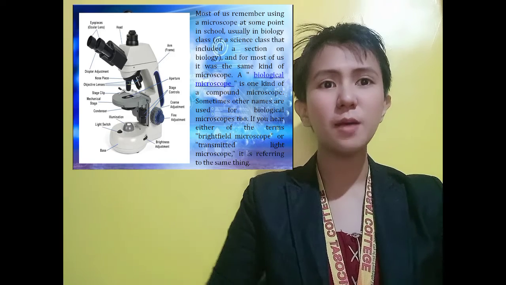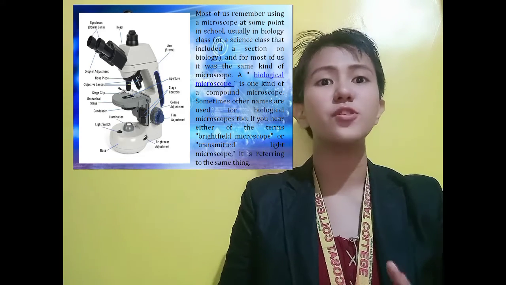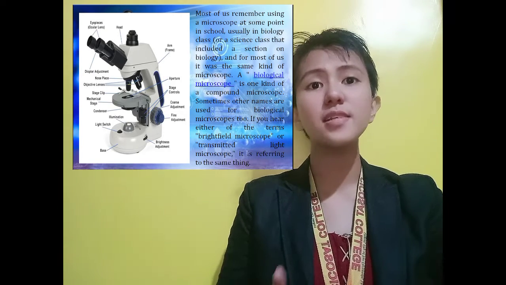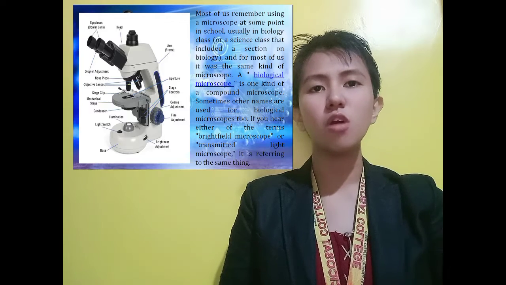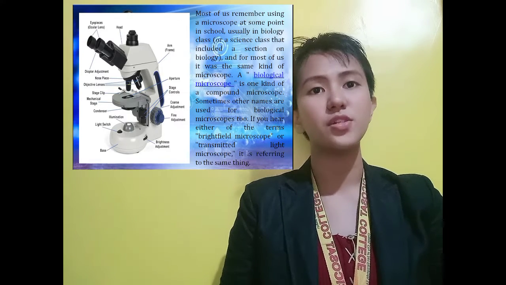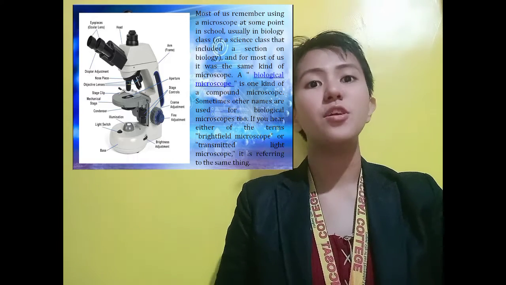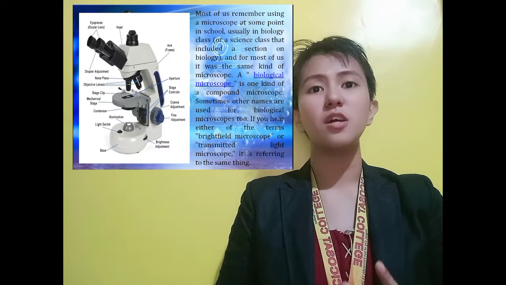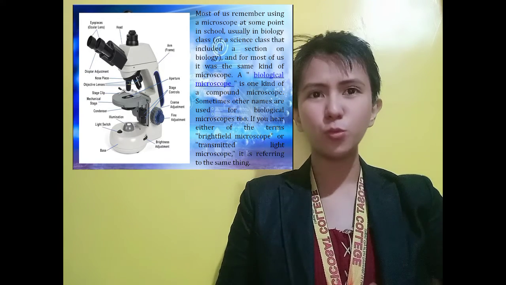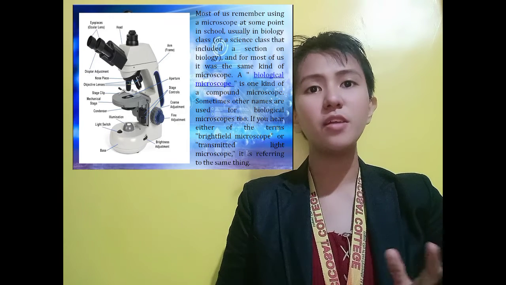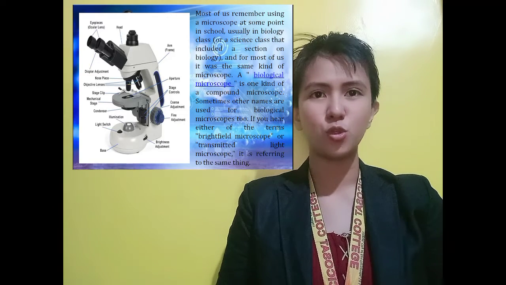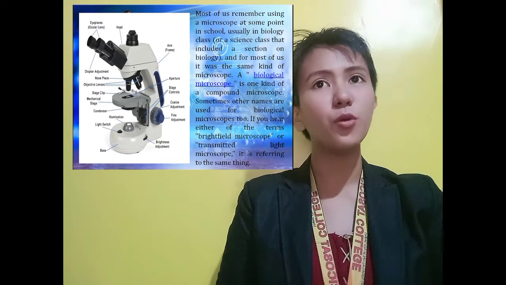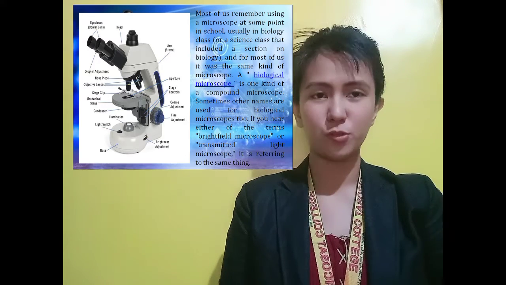So, the second is the biological microscope. Most of us remember using a microscope at some point in school, usually in biological class or a science class that include a section on biology. And for most of us, it was the same kind of microscope. A biological microscope is one kind of compound microscope. Sometimes, other names are useful for biological microscope too. If you hear either of the terms bright field microscope or transmitted light microscope, it is referring to the same thing. So, yun po yung biological microscope.